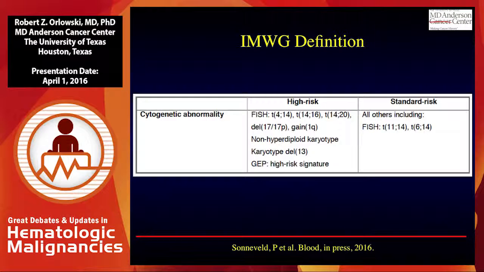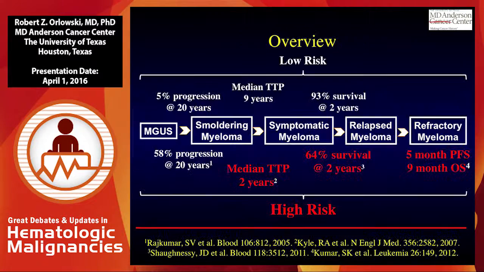And this is the IMWG definition, which just recently got published in an overview paper on high-risk disease. It's available online in Blood and does provide some general guidelines. They also consider karyotypic loss of chromosome 13 to be high risk, as well as some other abnormalities.